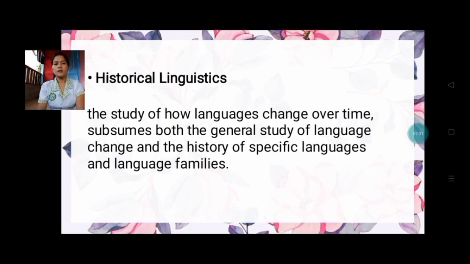And historical linguistics, the study of how language changes over time, subsumes the general study of language change and the history of specific languages and language families. In historical linguistics, earlier forms of Germanic languages, such as German, English, and Swedish were dialects of Proto-Germanic, while earlier forms of Romance languages such as Spanish, French, and Italian were dialects of Latin. Furthermore, earlier forms of Proto-Germanic and Latin are dialects of Indo-European.